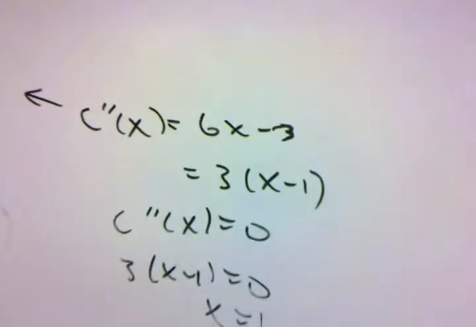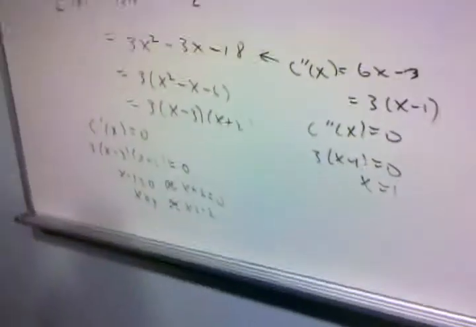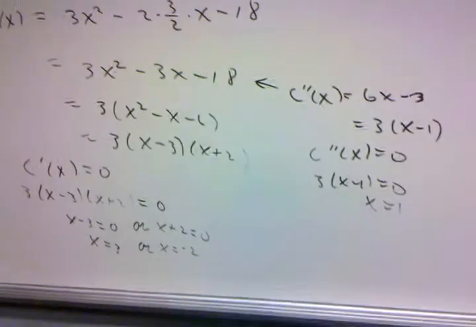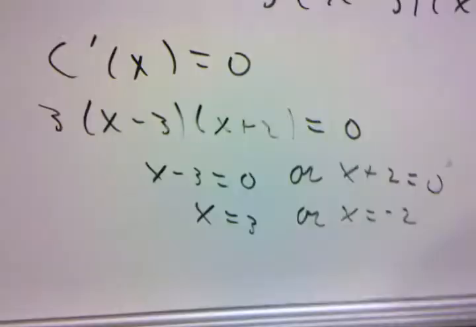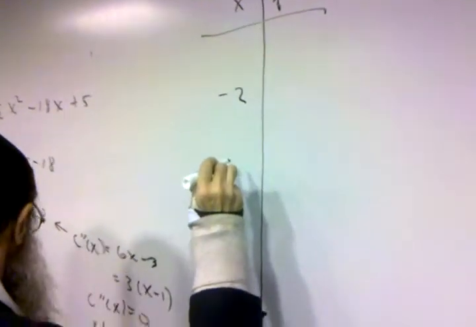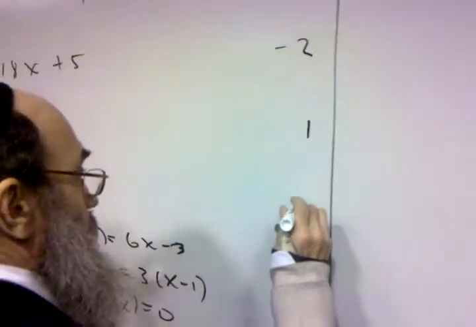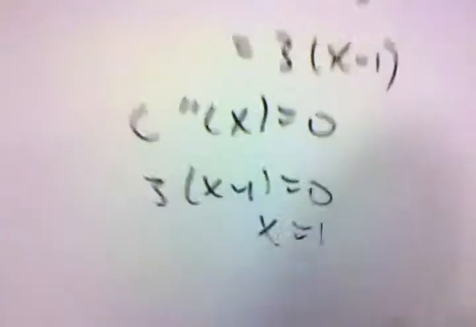Now we want to check this by looking at test points. So our critical values for x are 3, negative 2, and 1. I'm going to make a chart. Here's x, and here's c of x. This is negative 2. Here is 1. And here is 3. Those are these three values here.